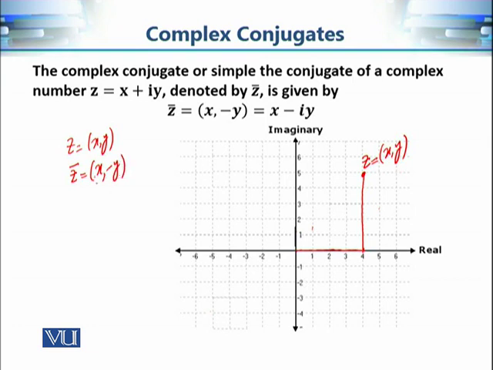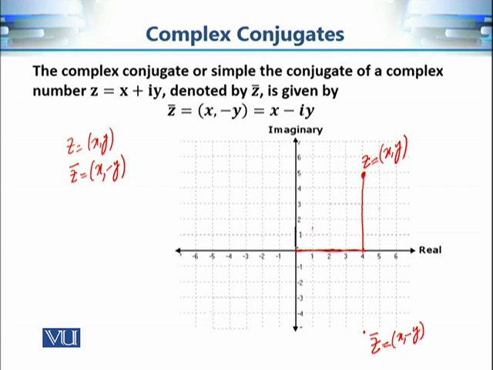Now, what is this point x minus y in this plane? So, the x coordinate is the same, but the sign of the y coordinate is changed. So, in other words, instead of going in the positive direction, now we are moving the same distance in the negative direction. So, this is z, then the conjugate of z is basically this point with coordinates x minus y.